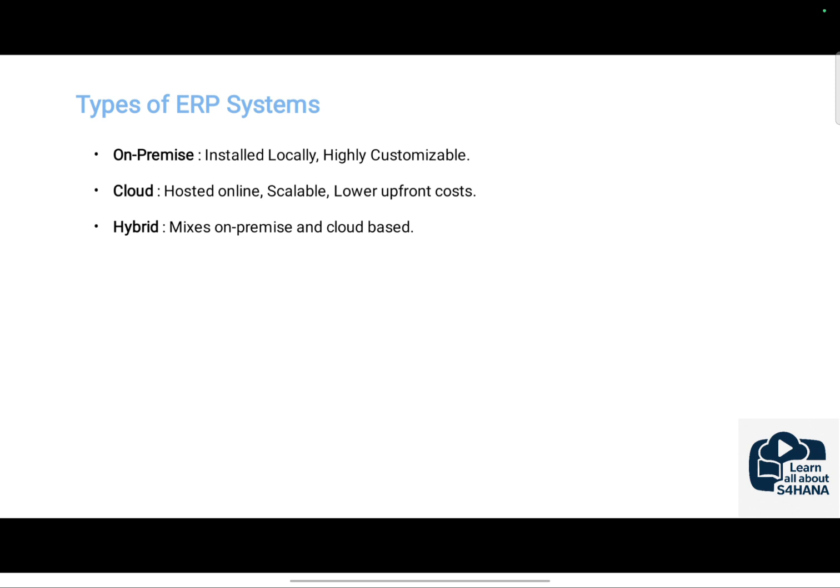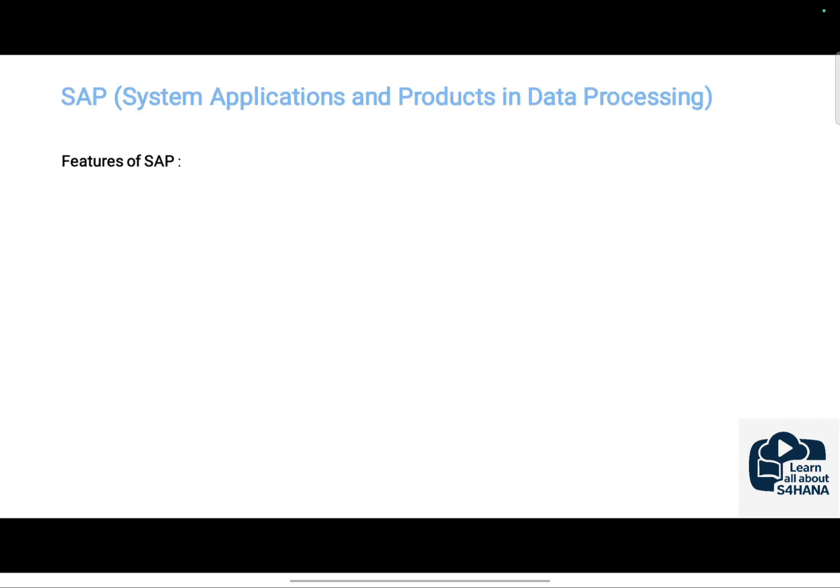When we talk about hybrid, the company has a mix of on-premise and cloud-based. This allows a business to keep critical applications and critical data on-site, while other data will be in the cloud. So let's see the diagrammatic representation of on-premise and cloud. So this is on-premise or in-house, and cloud.